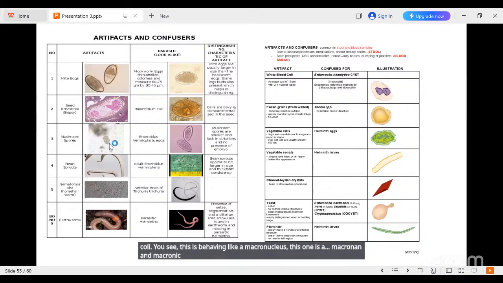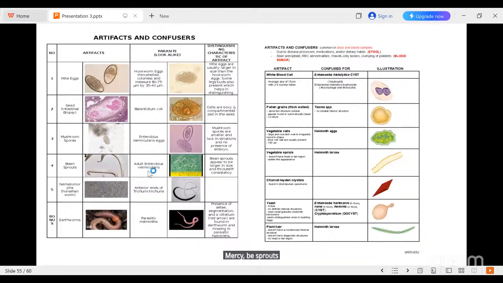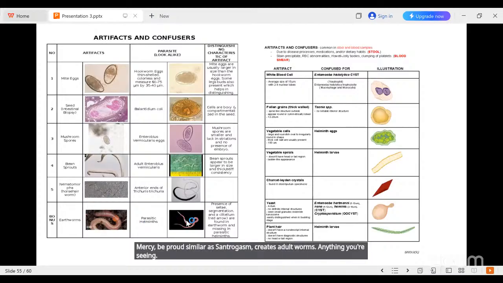You might see mushroom spores. Look at this one, almost like Enterobius vermicularis. You might see bean sprouts similar to Enterobius vermicularis adult worms. You might see earthworms, and you think you are seeing Ascaris lumbricoides. Look at this one here on the far end.